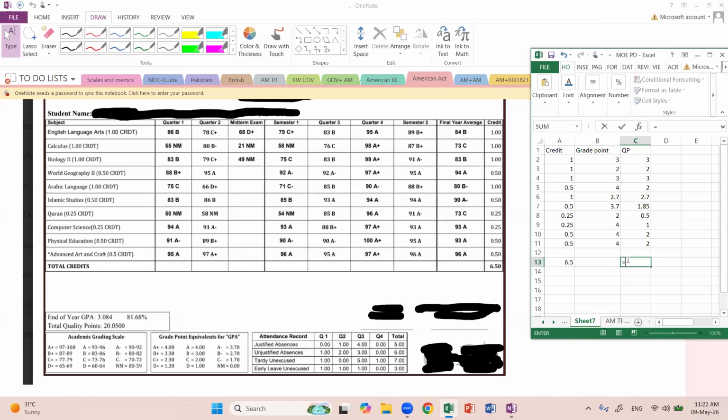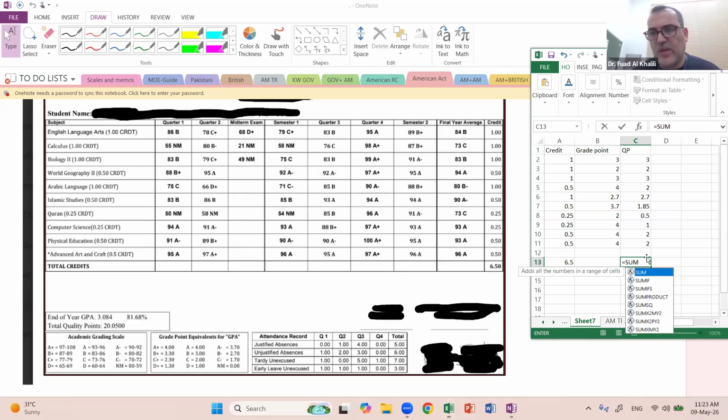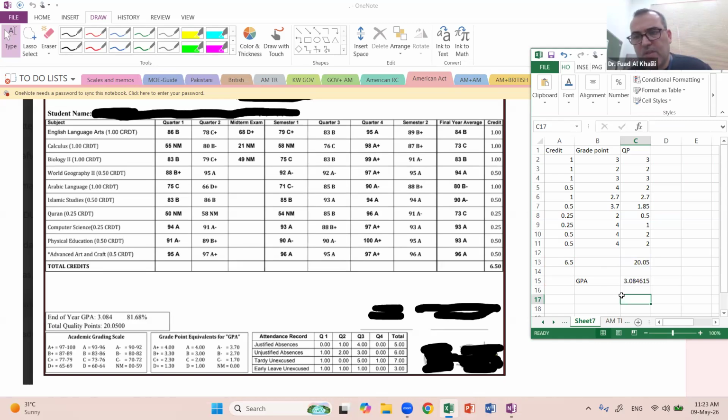Now I'm going to calculate the total quality points. I'm adding the total quality points from this column, so I added the first column to the last column here. This equals the total quality points from this report card. I will write GPA. What is the GPA formula? It's equal to total quality points divided by total credit. 3.08.